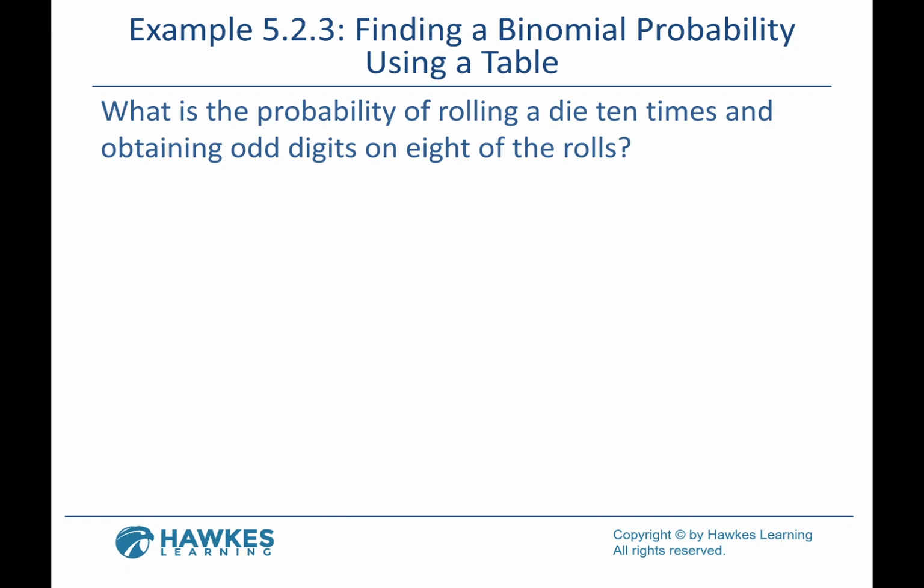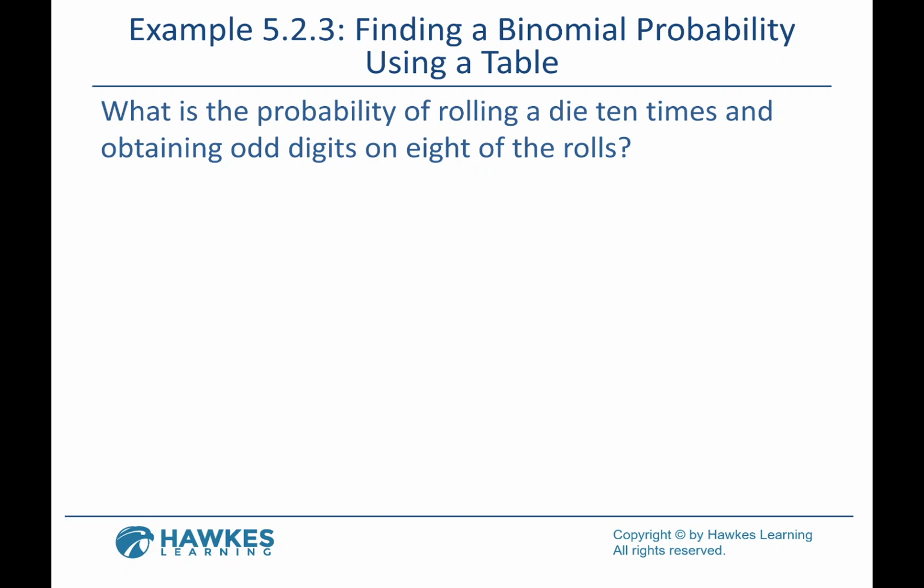All right, different setup. We're away from coins now. It says, what's the probability of rolling a die 10 times and obtaining odd digits on 8 of the rolls? So we're thinking a 6-sided die here, just the normal one.